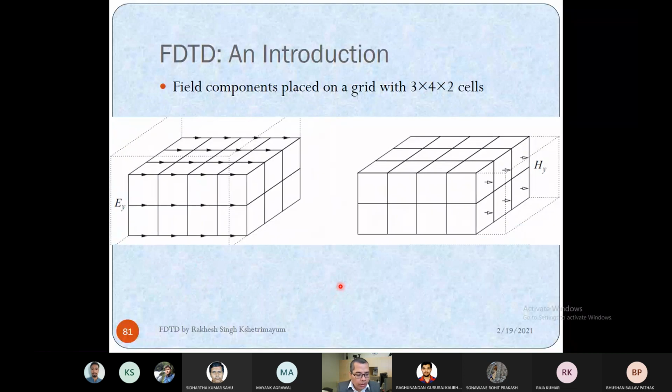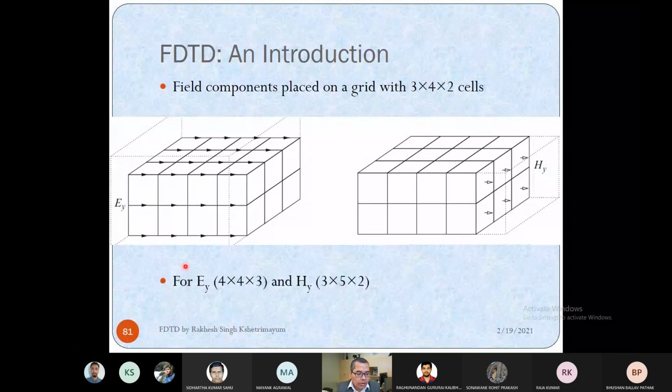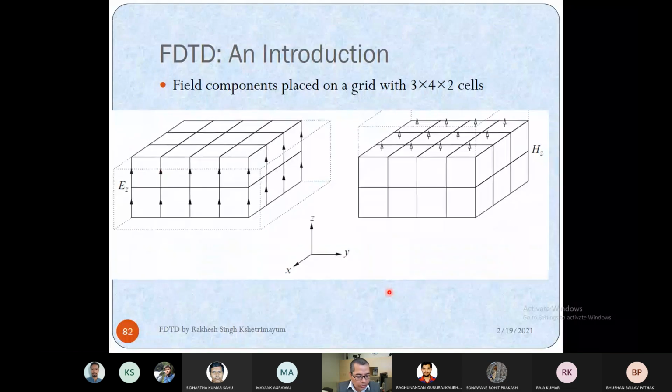Similarly, if you want to calculate Ey, this is the y-axis, so at the center of the edges along the y-axis of the cube. You have 1, 2, 3, 1, 2, 3, 4, and 1, 2, 3, 4. So 4 into 4 into 3. Let's say if you want to calculate Hy, it's at the center of the faces in the xz plane. How many of them do I need to calculate? 1, 2, 3, 1, 2, so 3 into 2, and 1, 2, 3, 4, 5. So 3 into 5 into 2. That many we need to calculate. So you need to worry about the for loop properly.